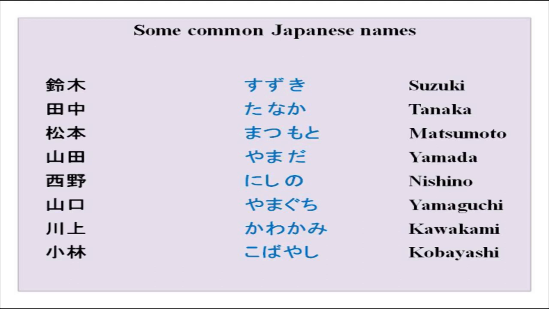Suzuki. Tanaka. Matsumoto. Yamada. Nishino. Yamaguchi. Kawakami. Kobayashi. So these are very popular names in Japan. All kanji characters have meanings over here. Of course, all these characters we will do later in class in our later lessons, and they also have meanings, so we will do the meanings later on.